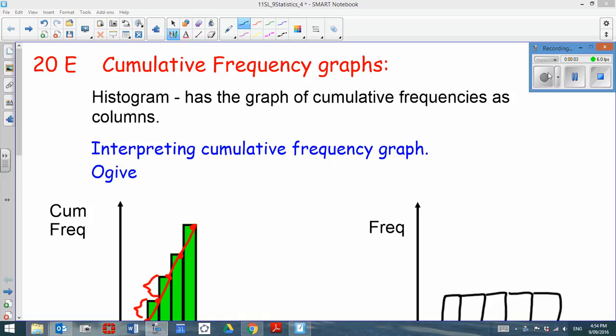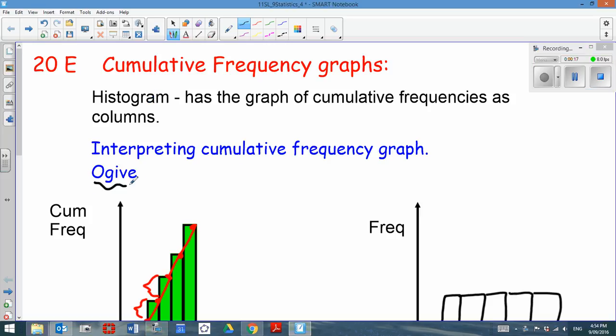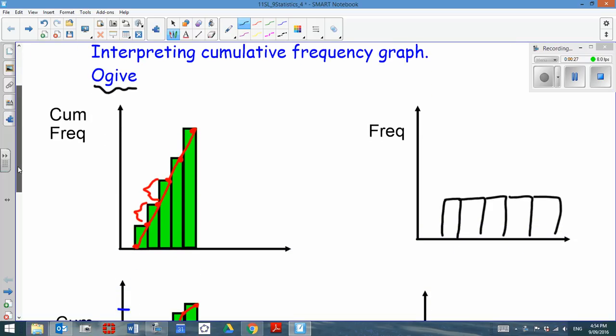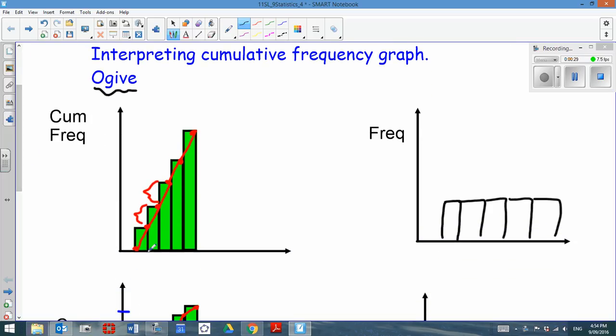Hi IB. We're looking at 20E, which is cumulative frequency graphs, and we're just taking what we know about histograms, and we are now going to apply it to a cumulative frequency histogram and turn it into a cumulative frequency polygon or ogive. So the last few days we've been looking at histograms, which is the graph of basically cumulative frequency of columns.